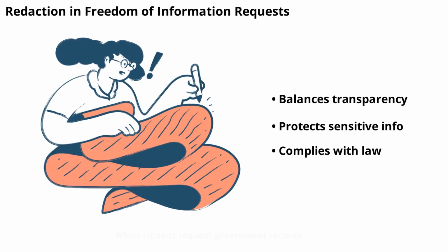When citizens request government records under Freedom of Information laws, agencies must review the documents and redact any information that is exempt from disclosure. This can include personal data, national security details, or information related to ongoing investigations. Redaction allows governments to be transparent while still protecting sensitive information.